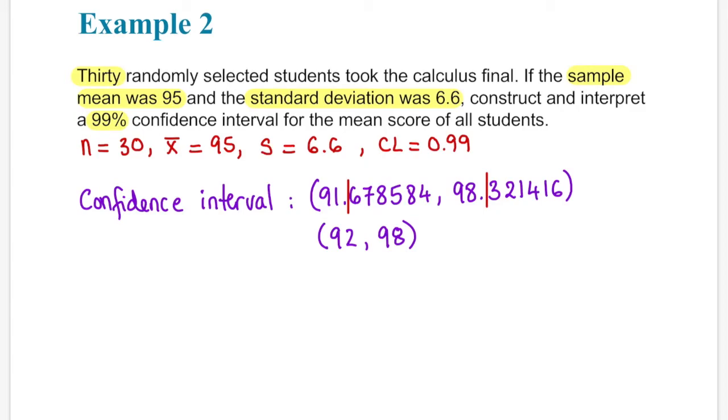What does that mean? This confidence interval is the interval that I use to estimate the mean score for all students. I am about 99% confident that the mean score for all students will be in between 92 and 98.